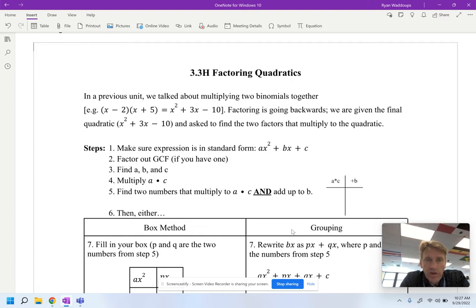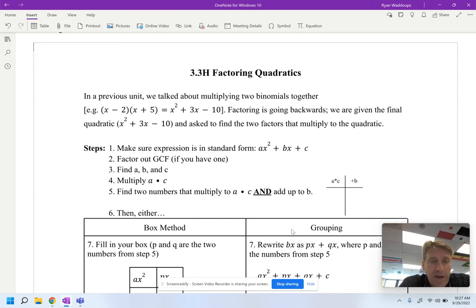This is a lesson on factoring quadratic trinomials. In the previous unit, we talked about multiplying two binomials together. For example, x minus 2 times x plus 5 is x squared plus 3x minus 10. Well, factoring is just going in the opposite direction, going backwards. We're given the final quadratic, x squared plus 3x minus 10, and asked to find the two factors that multiply together to get that quadratic.